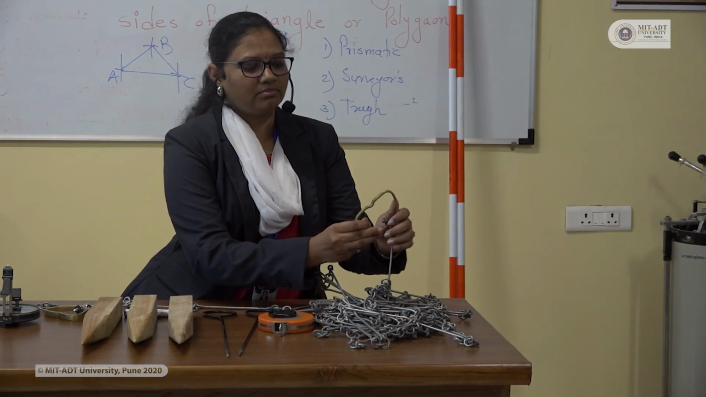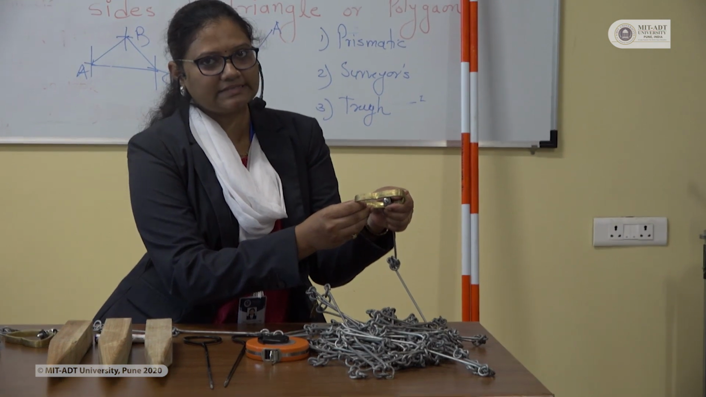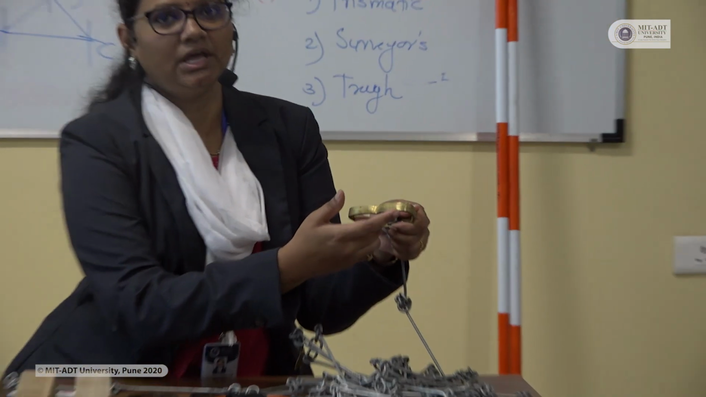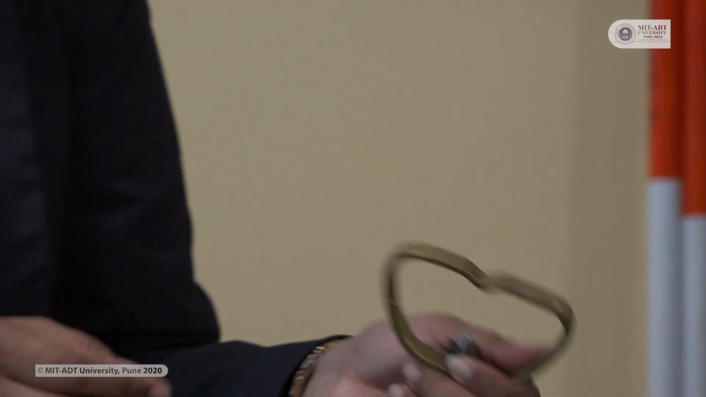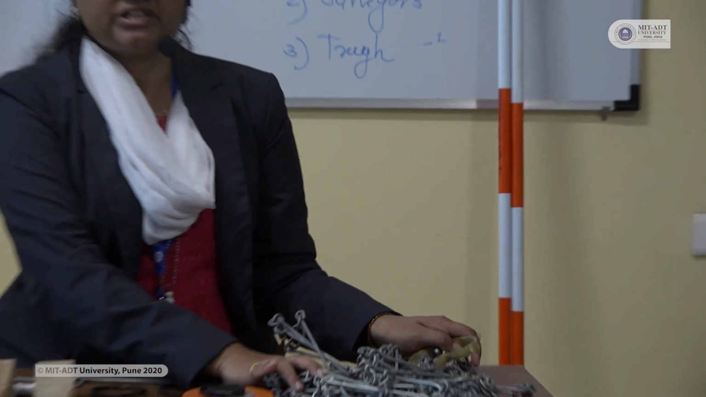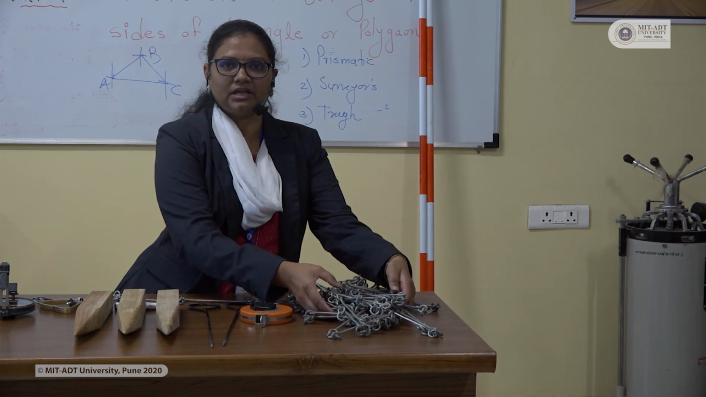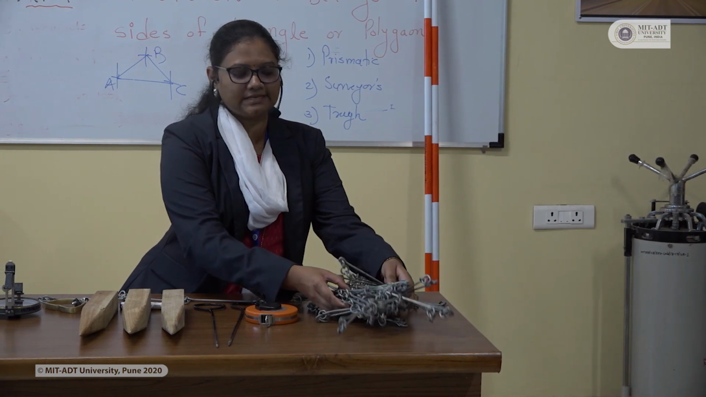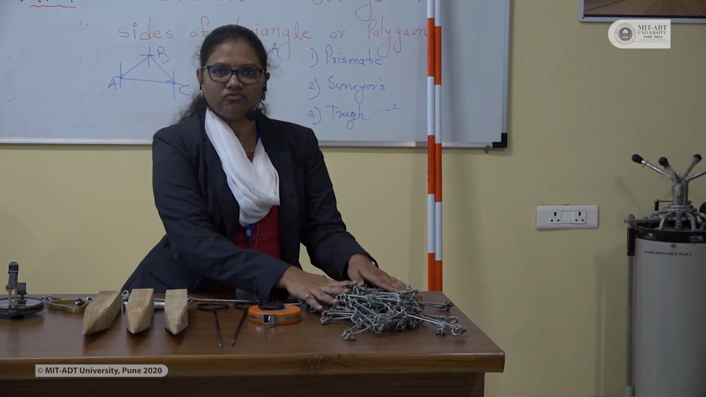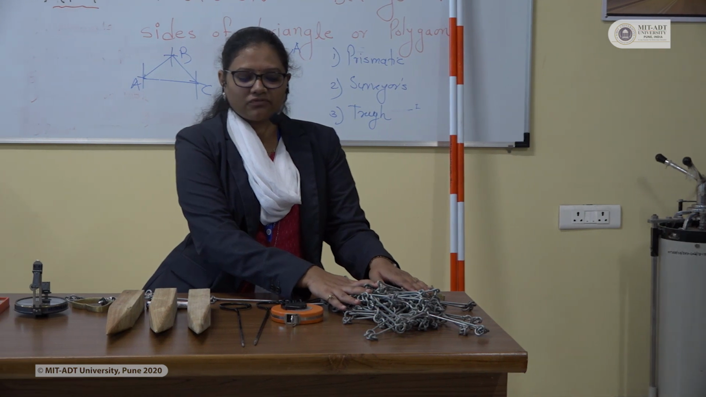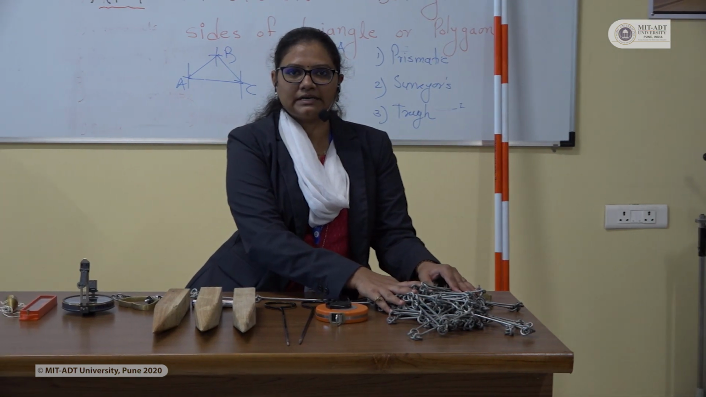On this brass handle you can see the length is written as 20 meters. The material of this chain is such that it will not easily corrode. You can see these are the different links provided in this chain. If the chain is 20 meters, then we can use it for measuring a distance of 20 meters.